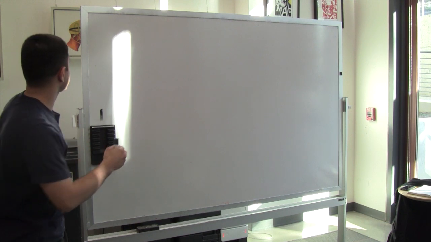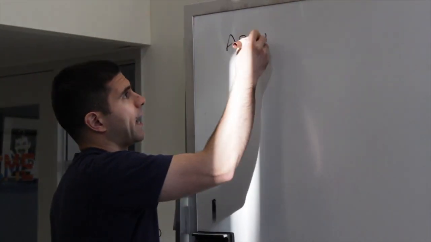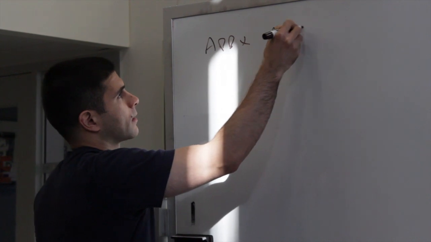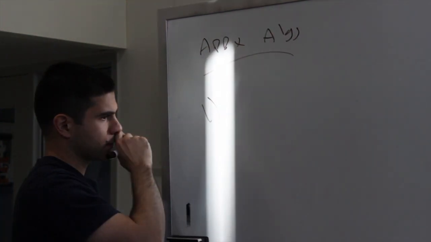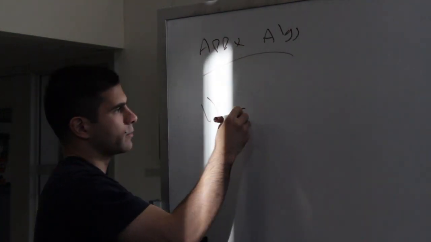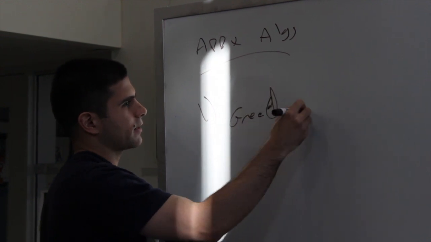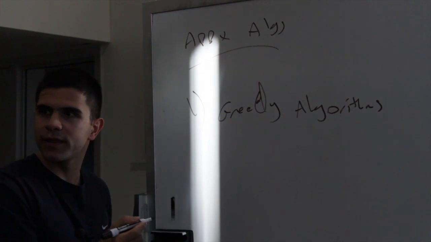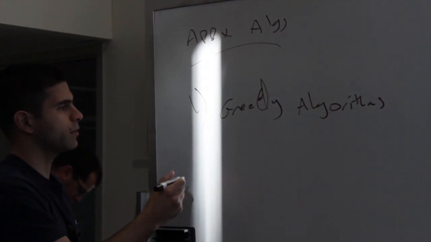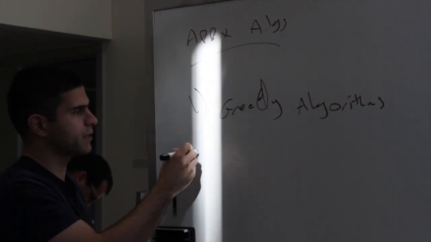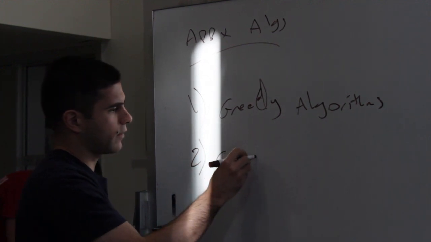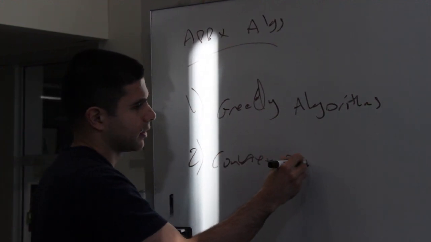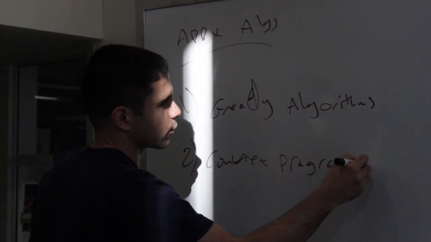So we're going to look at two classes of approximation algorithms. First, greedy algorithms. These are the ones that are really easy to come up with. You just think of the simple thing to do, and then it turns out that it has a good approximation ratio. And then second, they're the hardest: the convex programming relaxations and reformulations.